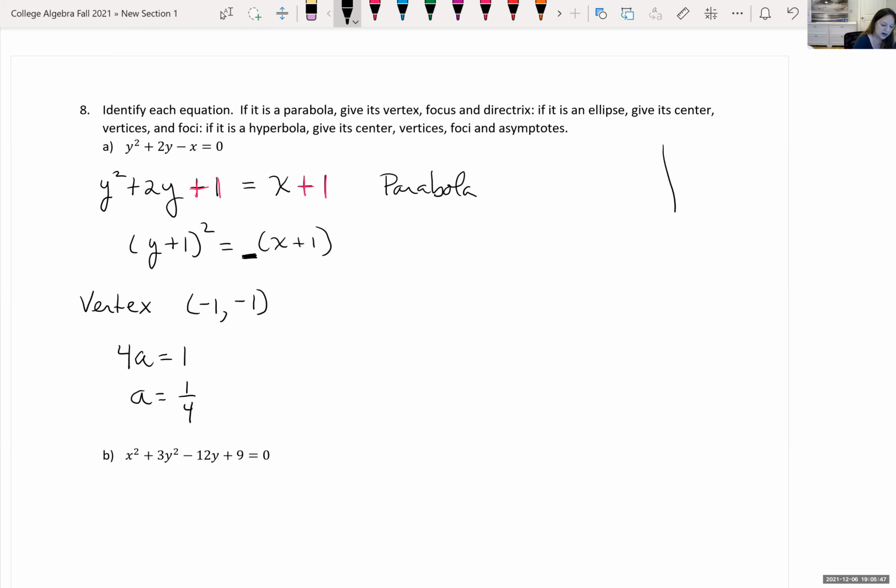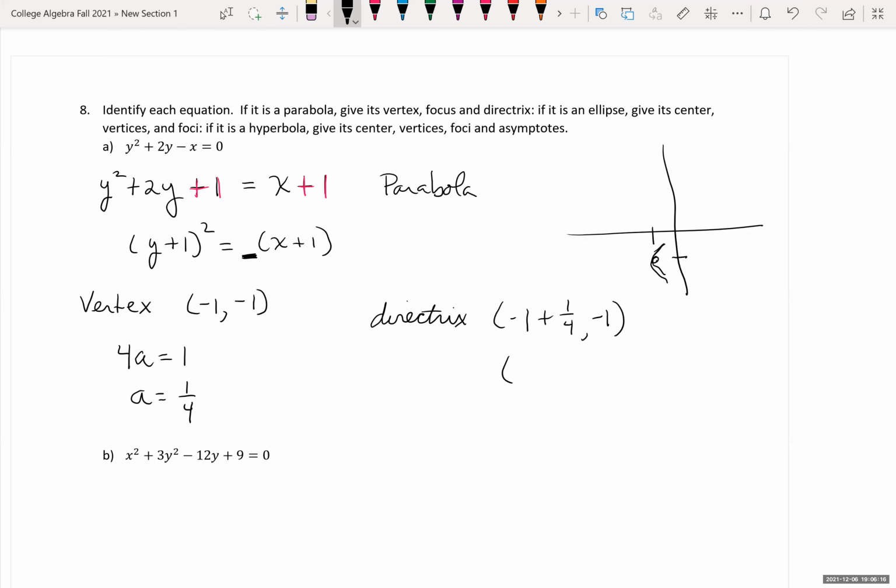So on my parabola so far, and I know that it's facing to the left, it's going to look like this. And so to get my directrix, I'm going to add 1/4 to the x value of my vertex. And so my directrix is at -1 plus 1/4, -1. So -4/4 plus 1/4 is -3/4, -1.